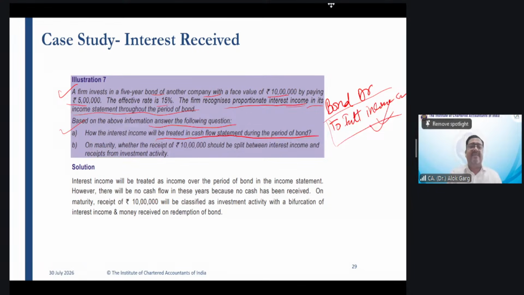So in this case, interest income will be treated as income over the period of the bond in the income statement. However, there will be no cash flow in these years because no cash has been received. Second, on maturity, should the receipt of 10 lakhs be split between interest income and the receipt from investing activity? On maturity, the receipt of 10 lakh will be classified as investing activity with a bifurcation of interest income and the redemption of the bond. Redemption of bond 5 lakh, interest income 5 lakh, but both items will come under the investing activity, right?